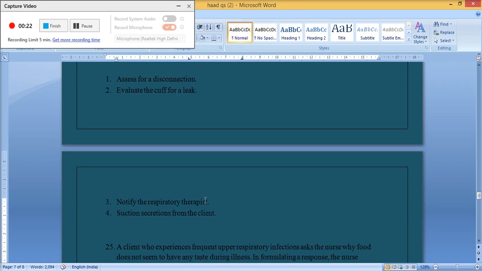3. Notify the respiratory therapist. 4. Suction secretion from the client. The correct answer is 4. Suction secretion from the client.